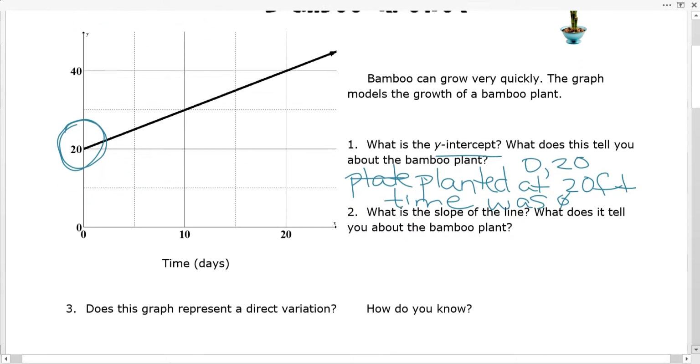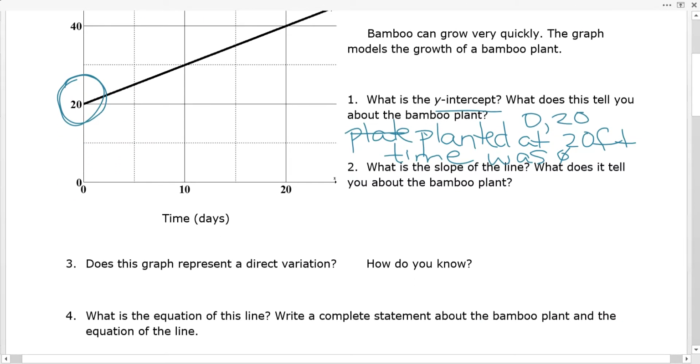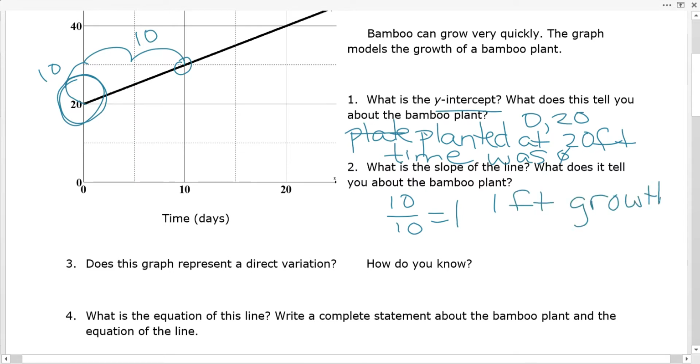Okay, and the slope is the rise over the run. So here's another point. So we're going up by 10, and we're going over by 10. So the slope is 10 over 10, which is equal to 1, which means the plant grows 1 foot per day.